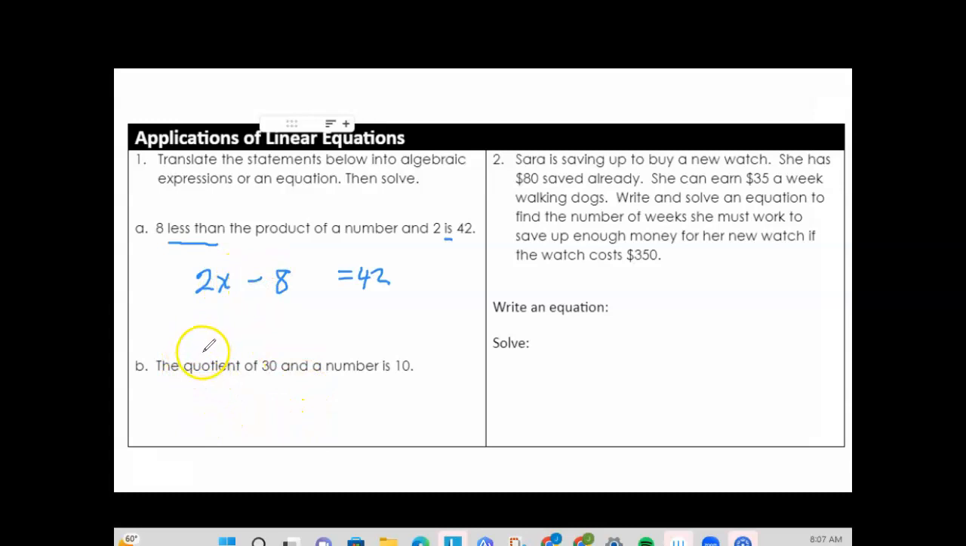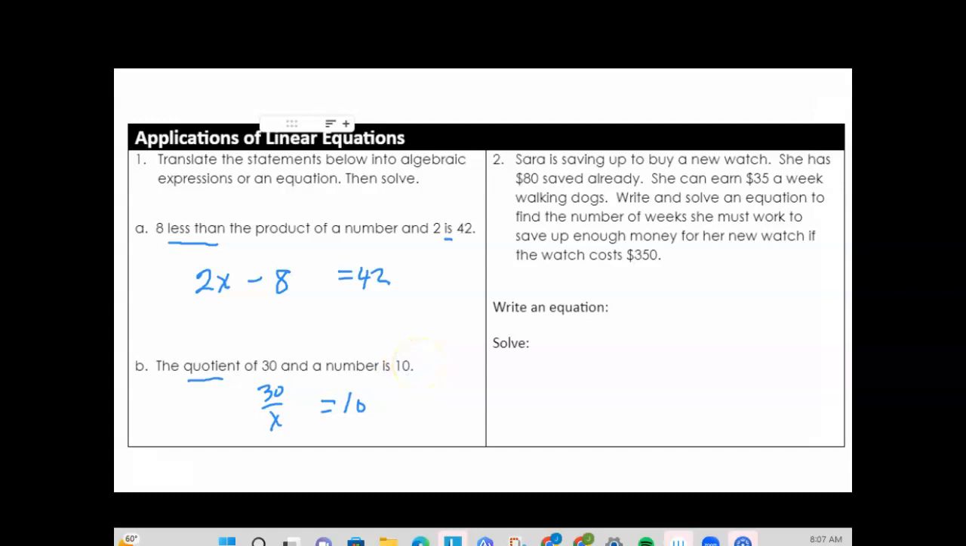The quotient of 30 and a number is 10. So there's is, so that's our equal to, is 10. Quotient means division. 30 and a number. So we're dividing 30 by a number. 30 over x equals 10.